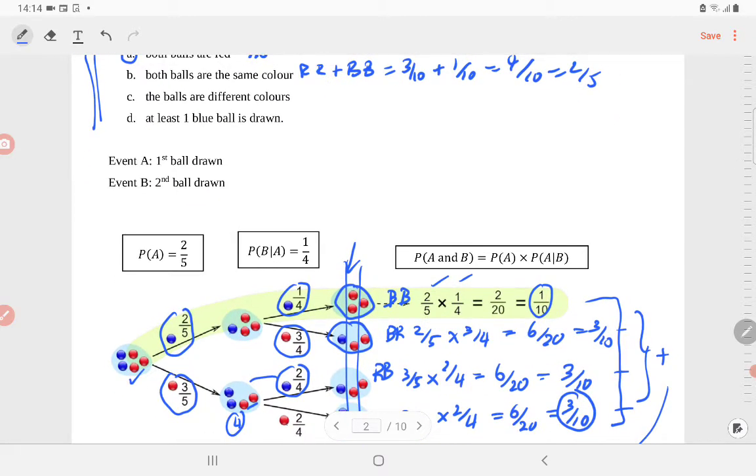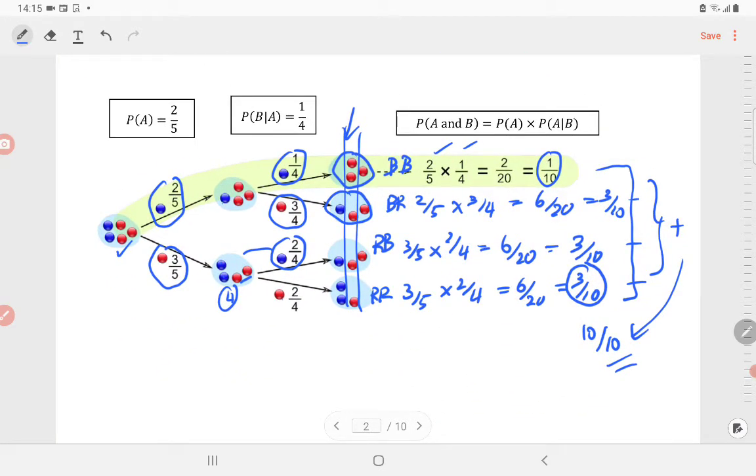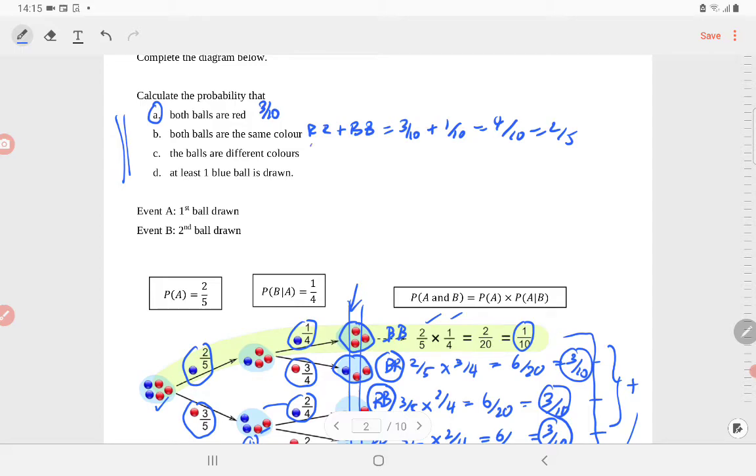Part C, both the balls are different colours. So which of these are different? The different pairings are blue, red or red, blue, and we add those two values. So that's 3 on 10 plus 3 on 10. So that will give us 6 on 10, which is 3/5.